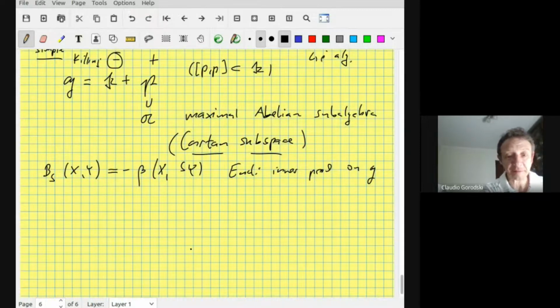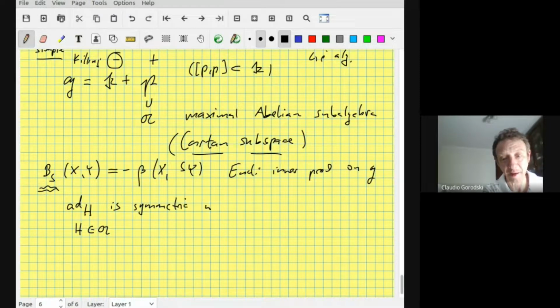And then with this inner product, we can easily see that ad H, for H in A, is self-adjoint or symmetric with respect to this inner product for any element of A. And this is abelian.